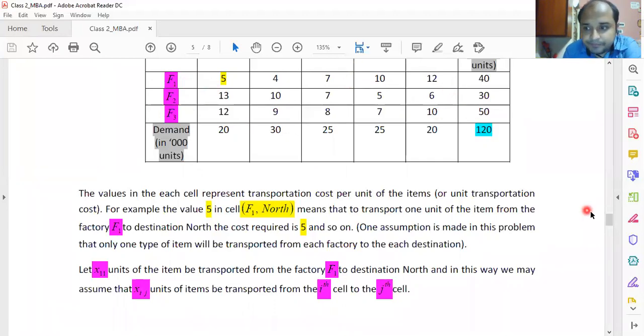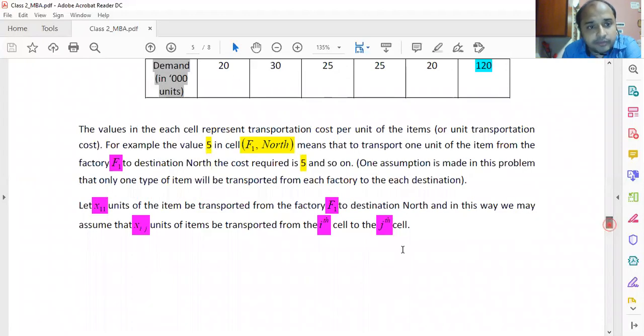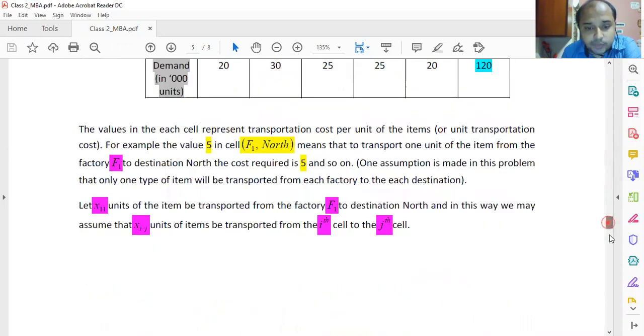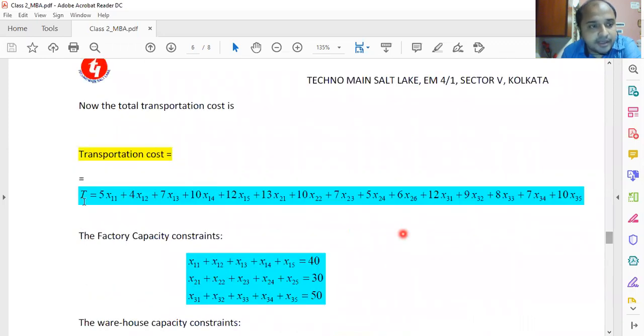If I do so, by the unitary method you can easily identify the total transportation cost. The total transportation cost will be 5 into x11 plus 4 into x12 plus 7 into x13 and so on up to this. Don't include this part and that part; these are the restriction part. The total transportation cost will be represented by capital T, and we have got a long expression. The long expression can be made short, don't worry.